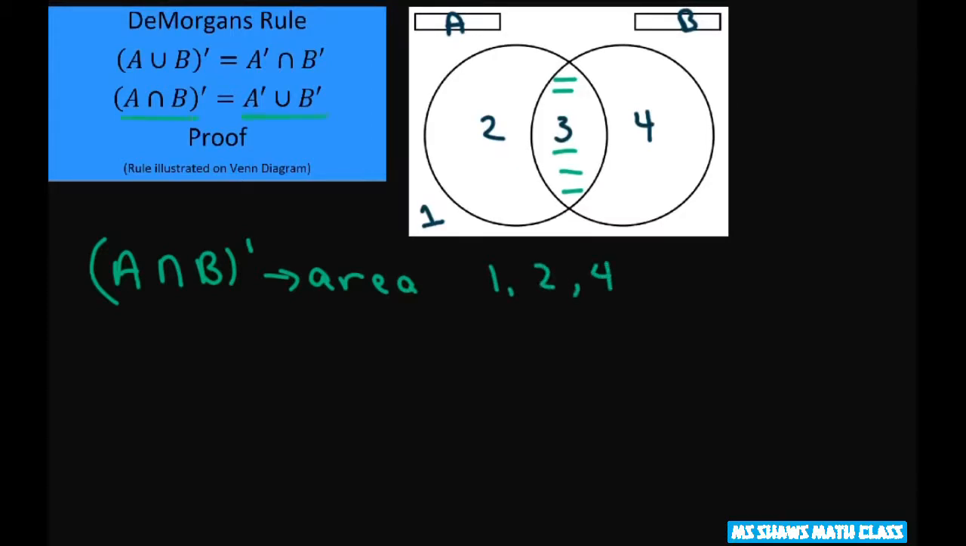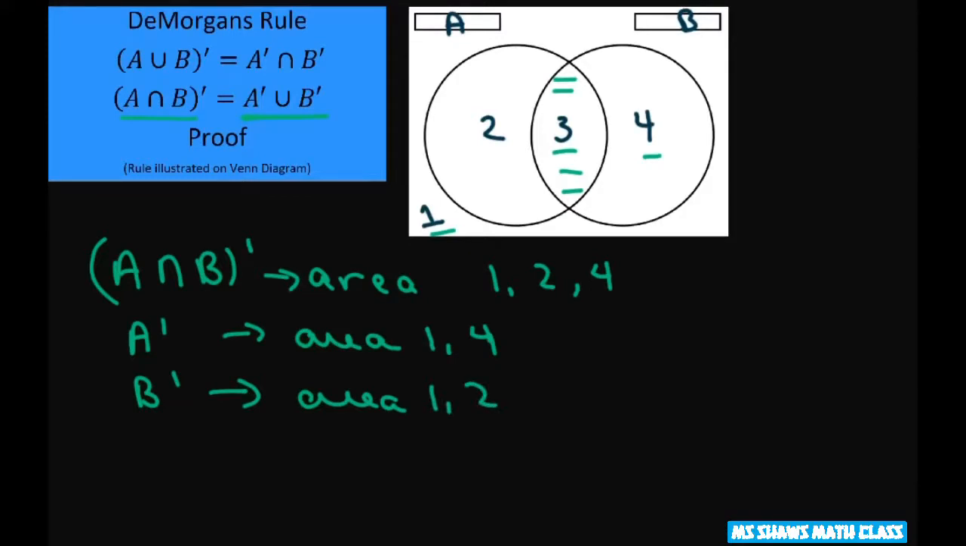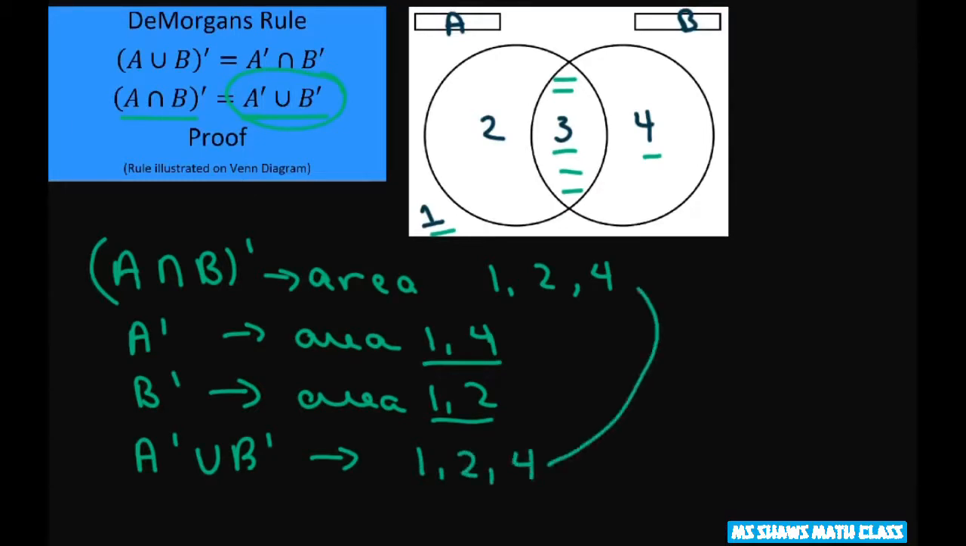Now, that's that part. Let's look at this part. Not A is represented by area 1 and 4. We already did that one previously. So A is 2 and 3, so not A is 1 and 4. And then the complement of B, or not B, is going to be area 1 and 2. So looking at this together, not A or not B is the union. Not A is 1 and 4, not B is 1 and 2. So the union of those is 1, 2, and 4, which matches here. So that's how you can represent it by a Venn diagram.